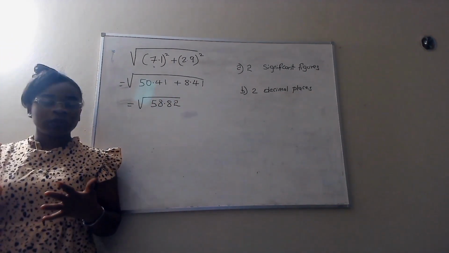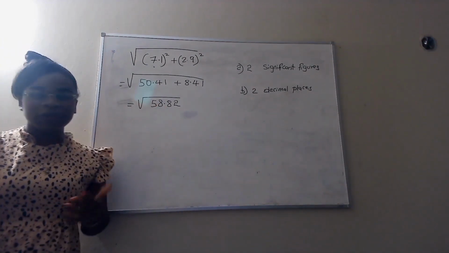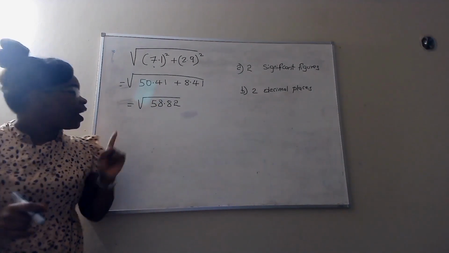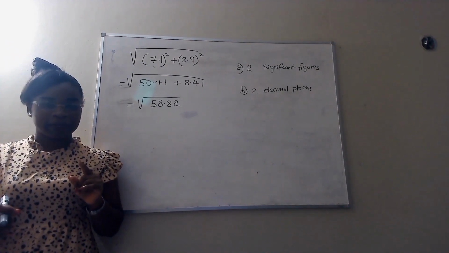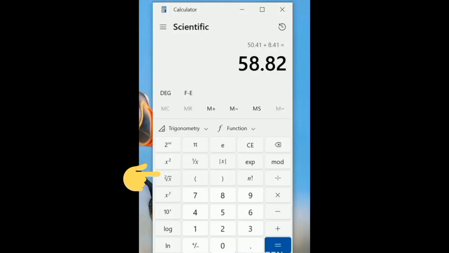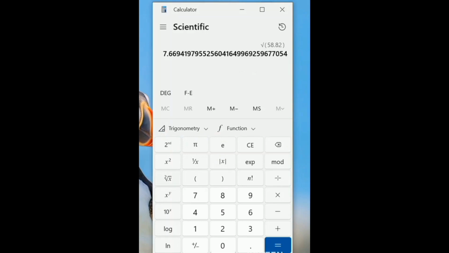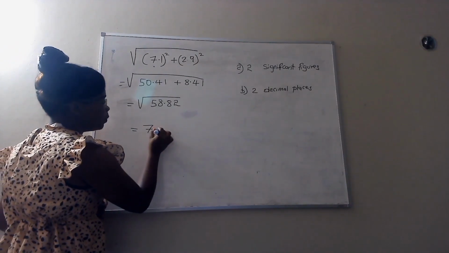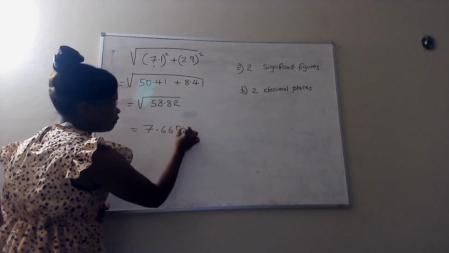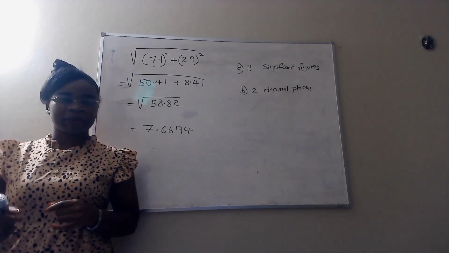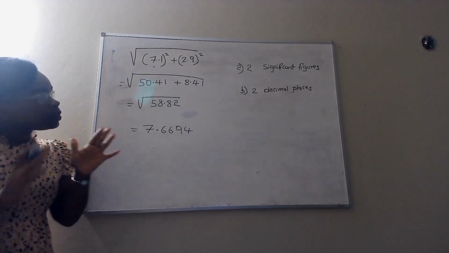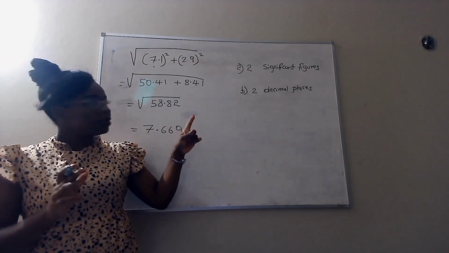So now there's no need to ignore the square root sign. We can go ahead and find what the square root of 58.82 is. Okay, so that's our square root sign. And let's find the square root of 58.82. And there it is, 7.6694. So that's what we're going to take from it. So it's long, but we can work with this. Okay? Now, let's go back to the question.